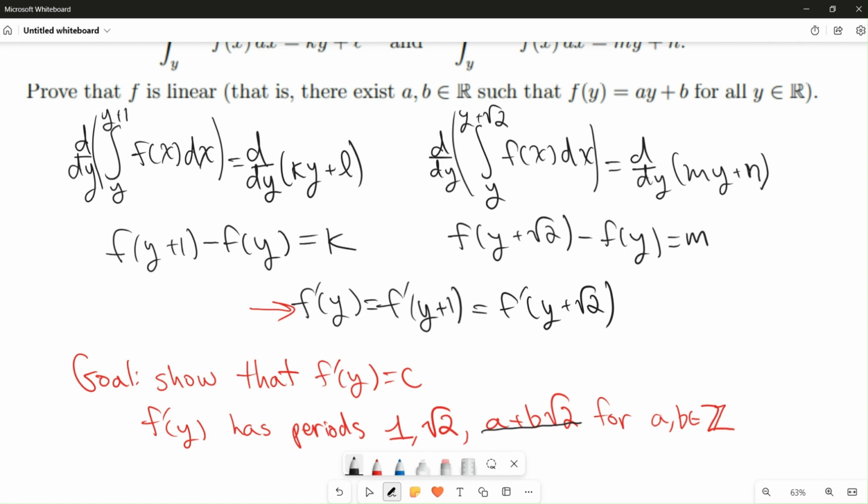So we can actually prove that f prime of y is a constant by showing that it is periodic with every single real period. But how are we going to do that? Isn't it only periodic with these periods right here? But wait, what if every single real number can be expressed in the form a plus b root 2? Then f prime of y will be periodic with every single real period and will therefore be a constant function.